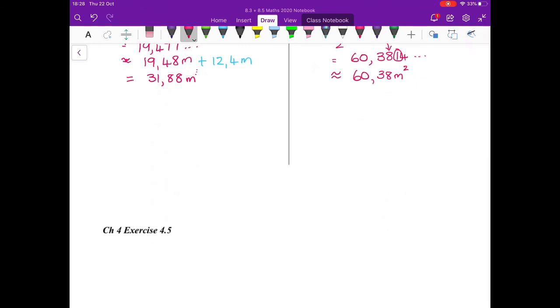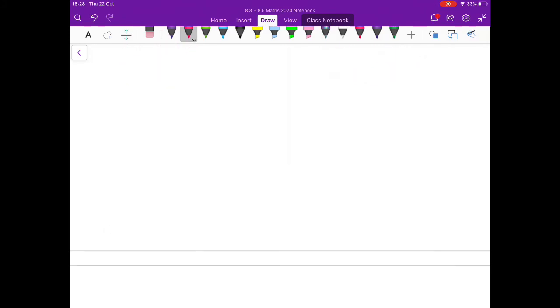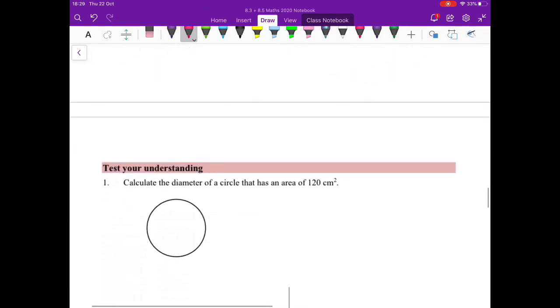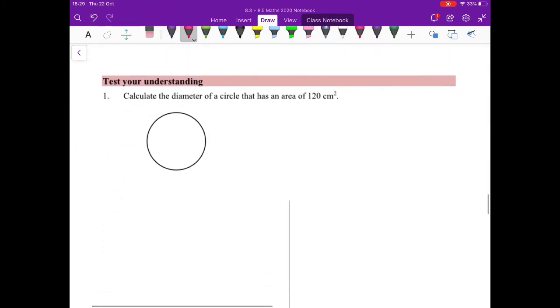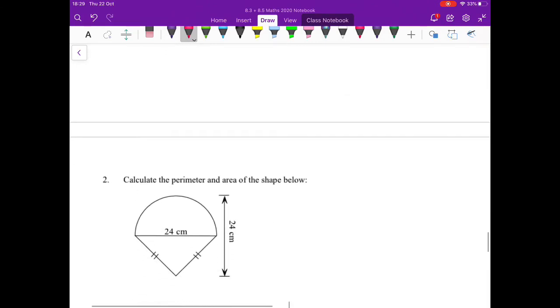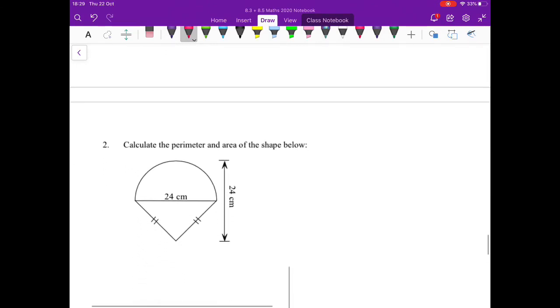For more practice, exercise 4.5 in chapter 4. Please will you go and look at the test your understanding, and there are 2 calculations for the test your understanding.